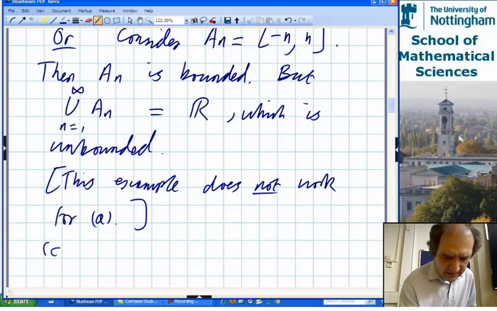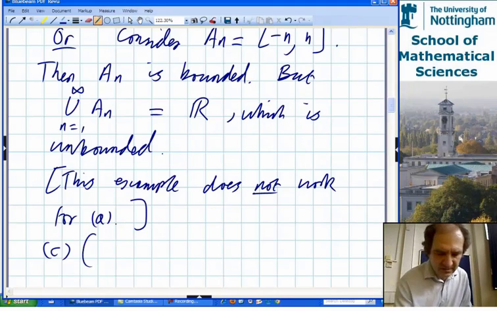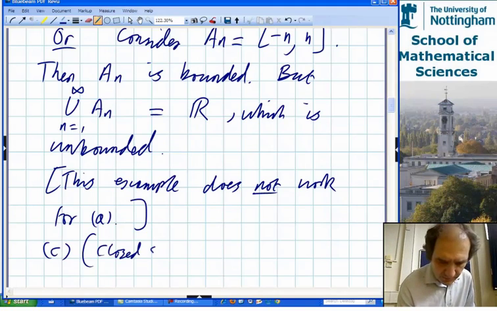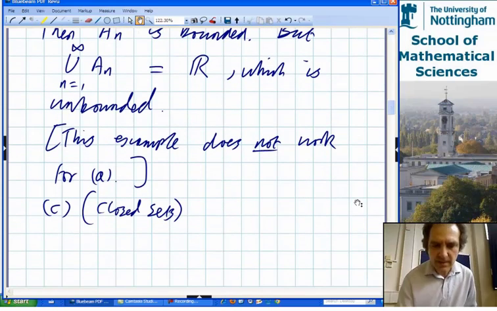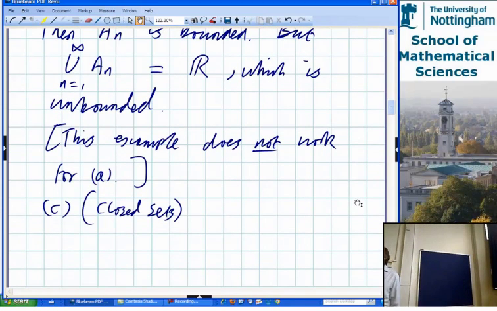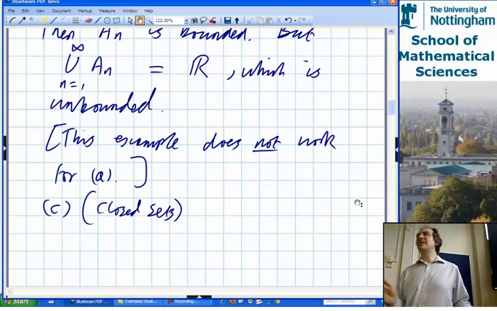So what about C? Closed sets. Anyone got any ideas for this one? Anyone come up with an example that might work? Just ideas, it doesn't have to be right. Any suggestions on some closed sets whose union might not be closed? It's quite easy to go wrong here by ending up with something that looks like it might not be closed, but it turns out to be.